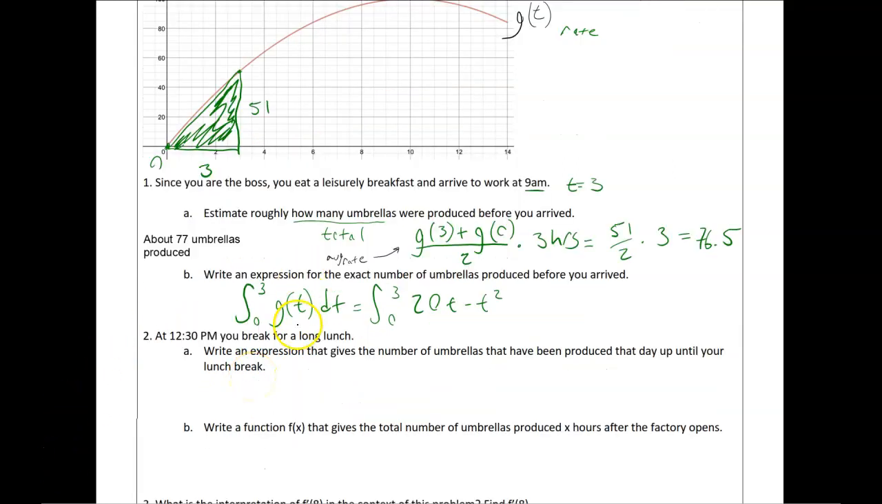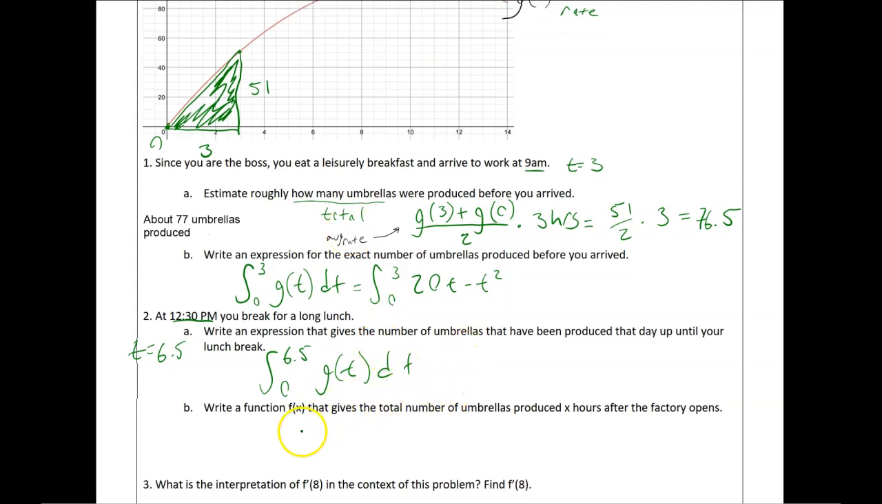So then as we look at number 2 here, if we want the total number of umbrellas until our lunch break, well, 12:30 is 6.5 hours after we started, and that would then be the integral from 0 to 6.5 of g of t dt, and if I wanted I could substitute in that expression. And a function, f of x, that gives the total number of umbrellas produced x hours after the factory opens, well, if we follow the pattern, we have 0 to 3, 0 to 6.5, 0 to x, my integral is going to be the integral of g of t dt.